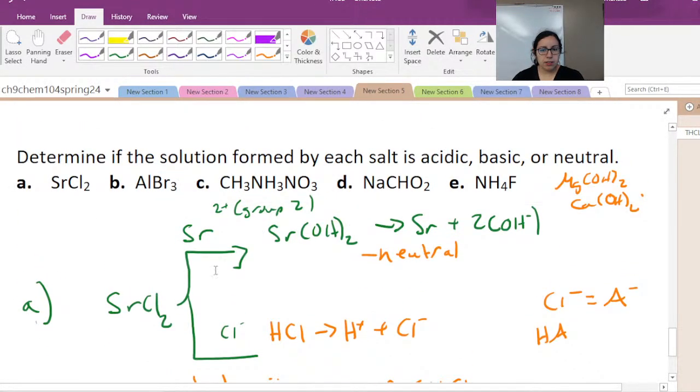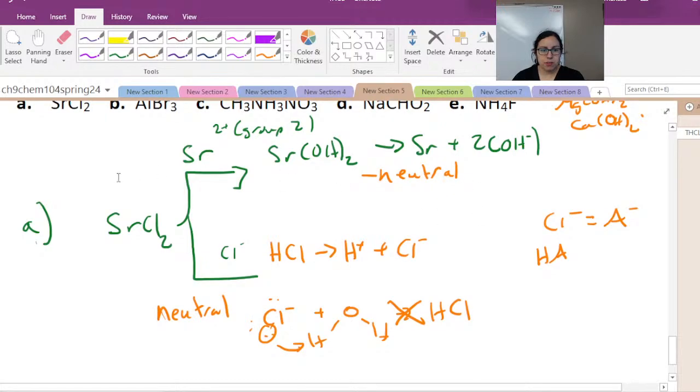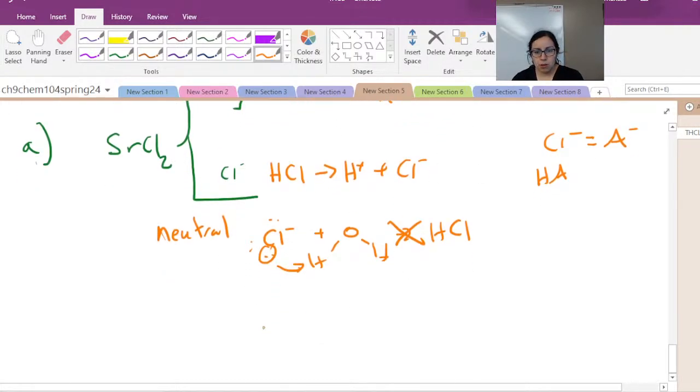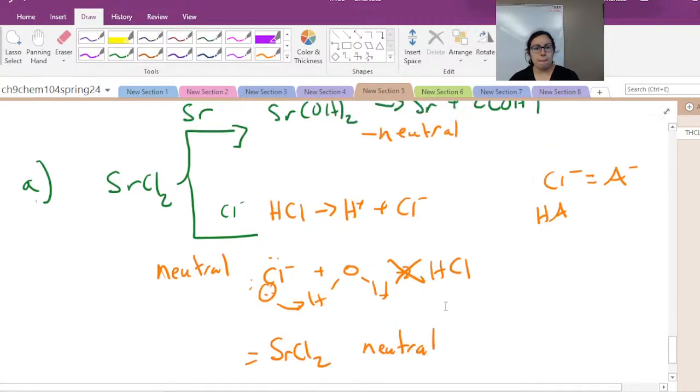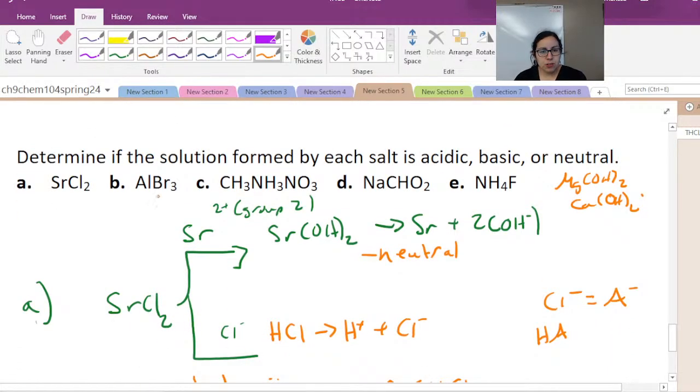All right, so that means that strontium was neutral, chloride was neutral, so overall it is neutral. So now try that analysis just for a second with the aluminum bromide. And remember what we had said about aluminum, because that was something special.